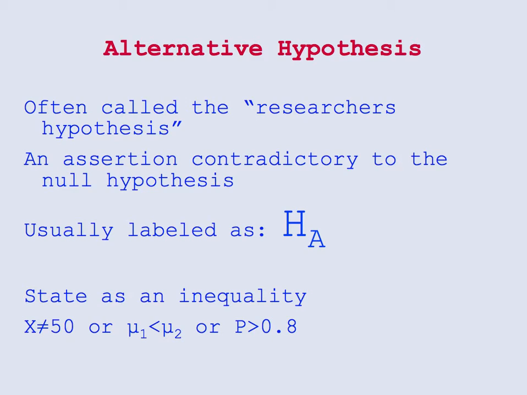Now, the alternative hypothesis is often called the researcher's hypothesis. And this is an assertion contradictory to the null hypothesis. This is usually labeled as H sub A, and it's often stated as an inequality, such as x is not equal to 50, or mu1 is less than mu2, or some proportion is greater than 0.8.